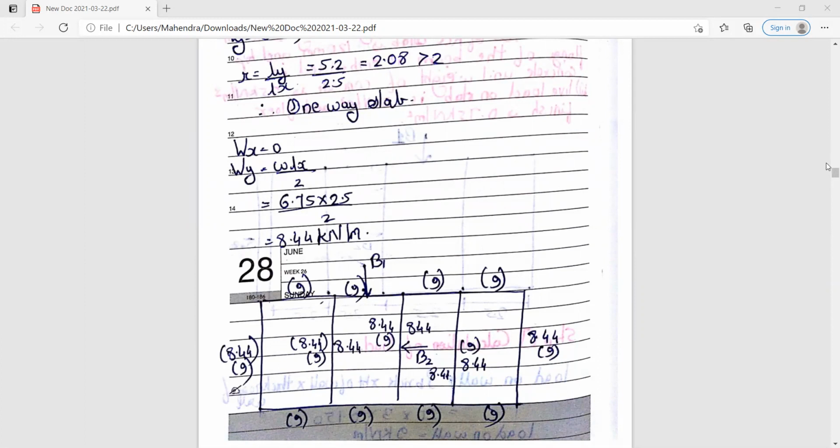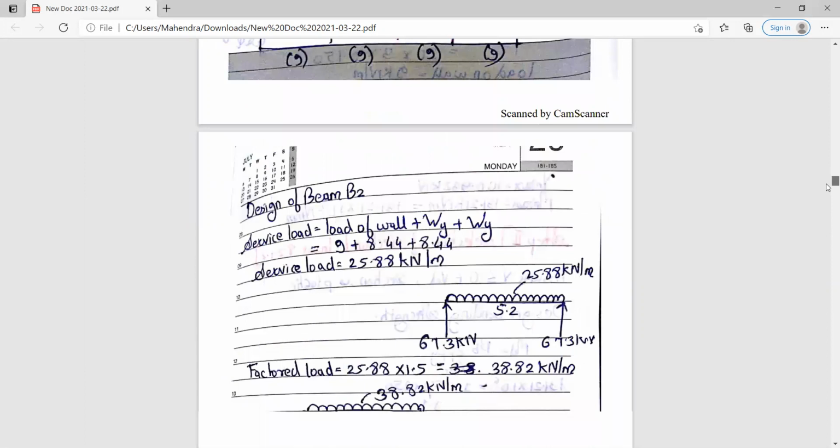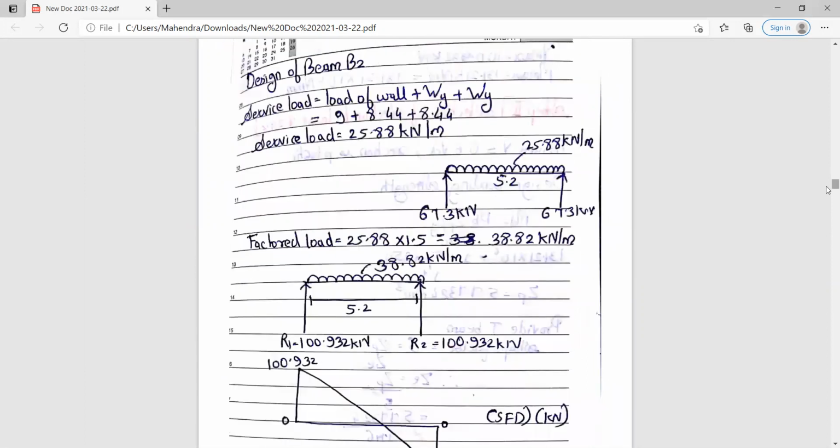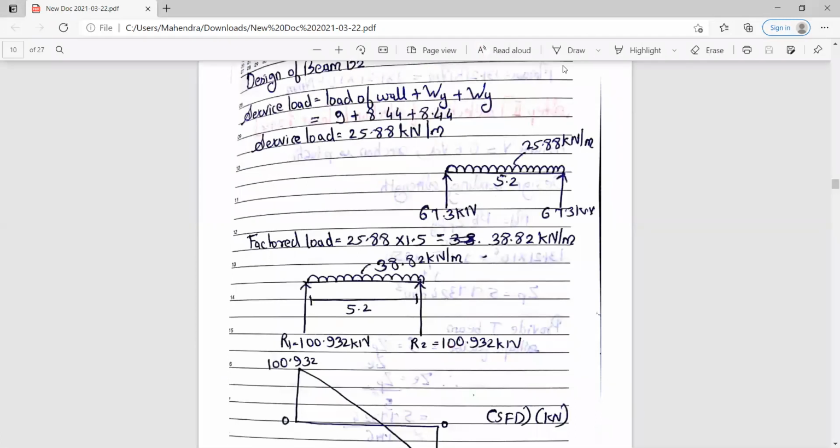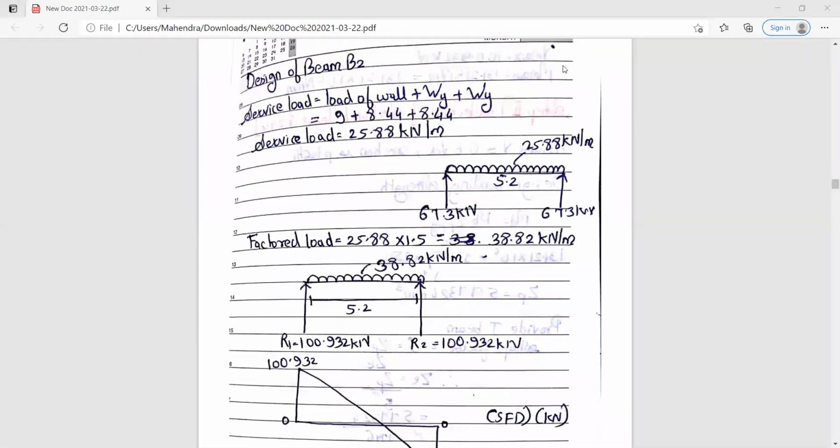Now you need to do the design for the beam B2. तो सबसे पहले आप क्या कैलकुलेट करोगे? सर्विस लोड. So for calculating the service load, you will consider the load on the wall plus Wy. So load on the wall कितना था? 9 और Wy की वैल्यू आपको मिली थी 8.44. So those values you are going to consider. तो उसमें से सर्विस लोड आपको मिलता है 25.88 किलो न्यूटन पर मीटर.